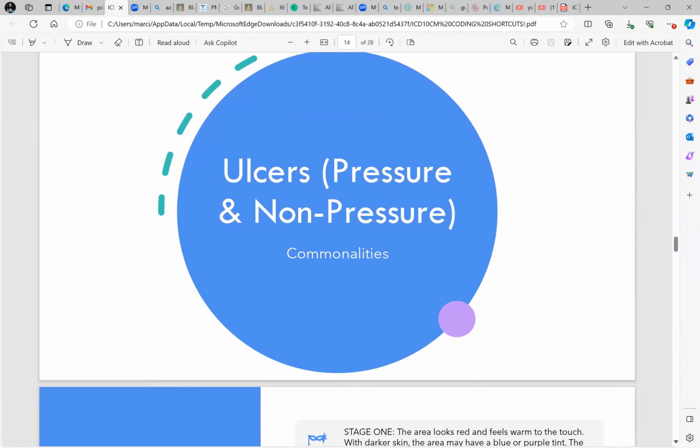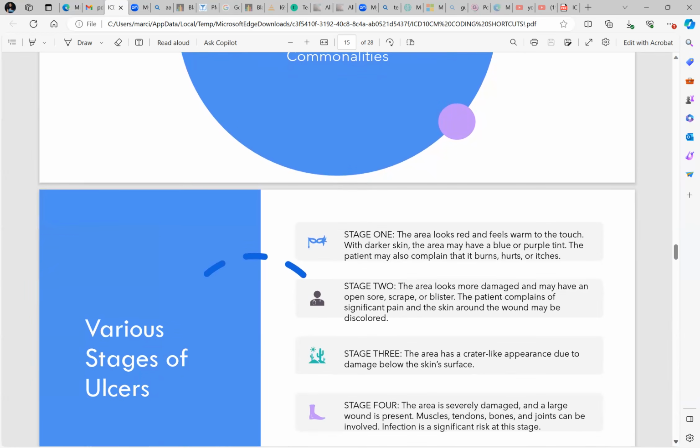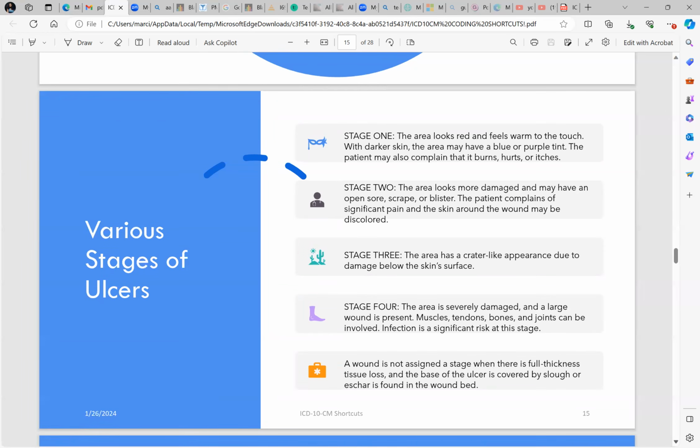So now let's talk about ulcers, pressure and non-pressure, and the commonalities in those. Just as cancer or neoplasm has stages, ulcers have stages as well. Stage 1: this area looks red, feels warm to the touch, darker skin, the area might have a blue or purple tint. The patient may also complain that it burns, hurts, or itches. Stage 2: the area looks more damaged and may have an open sore, scrape, or blister. The patient complains of significant pain and the skin around the wound may be discolored.